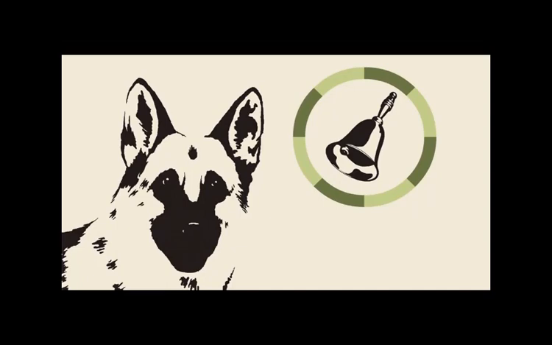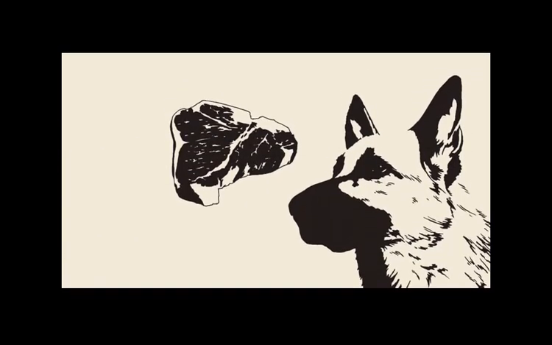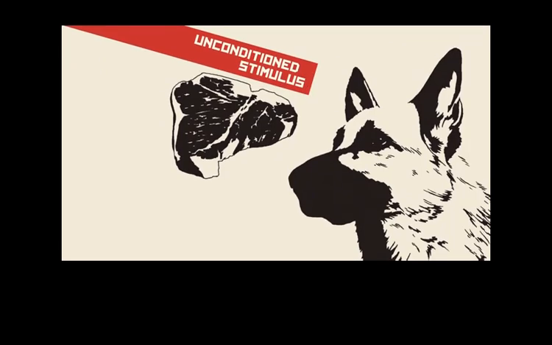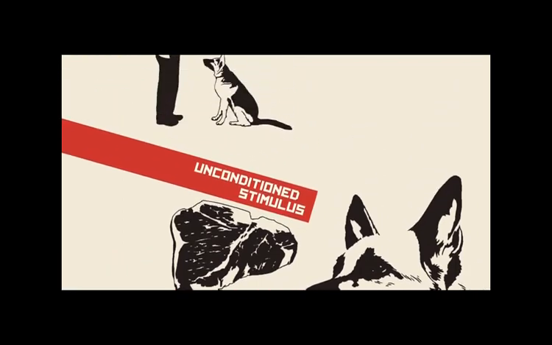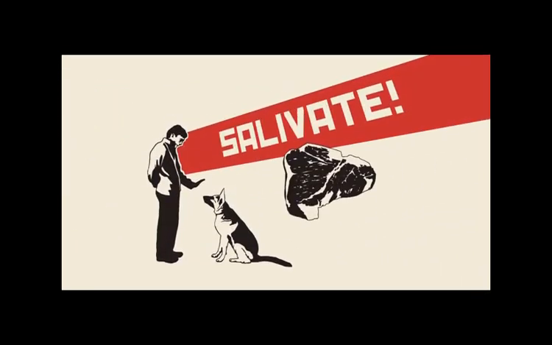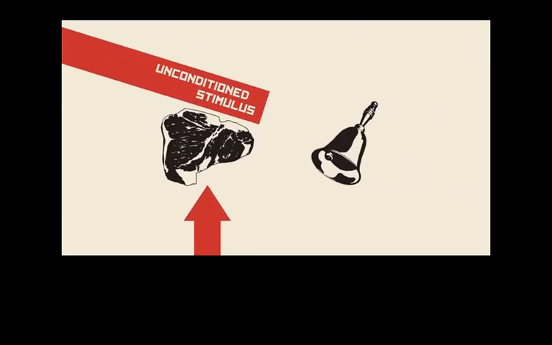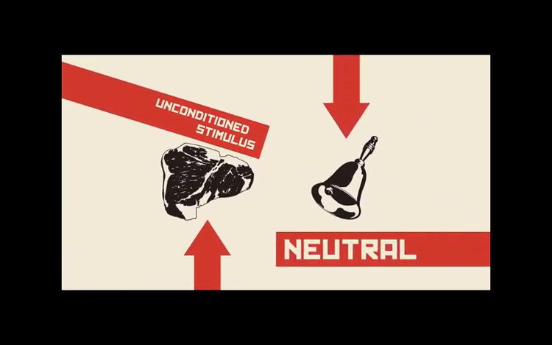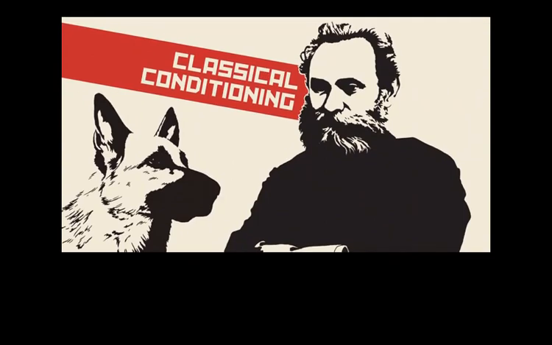You see, under normal conditions, the sight and smell of food causes a dog to salivate. We call the food an unconditioned stimulus, and we call salivation an unconditioned response. Nobody trains a dog to salivate over some steak. However, when we pair an unconditioned stimulus like food with something that was previously neutral, like the sound of a bell, that neutral stimulus becomes a conditioned stimulus. And so classical conditioning was discovered.